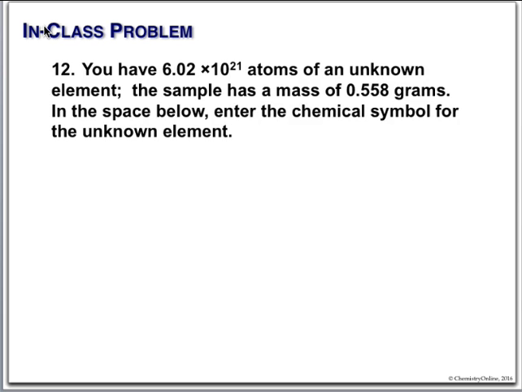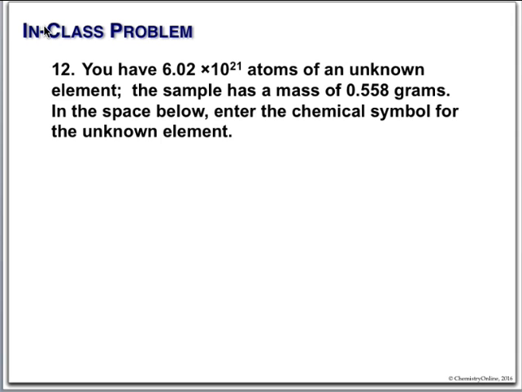All right, we have 6 times 10 to the 21st atoms of an unknown element. The sample has a mass of 0.558. What's the element? All right, this is 6 times 10 to the 21st. How many atoms are there in a mole? 6 times 10 to the 23, so 100 times more, right?